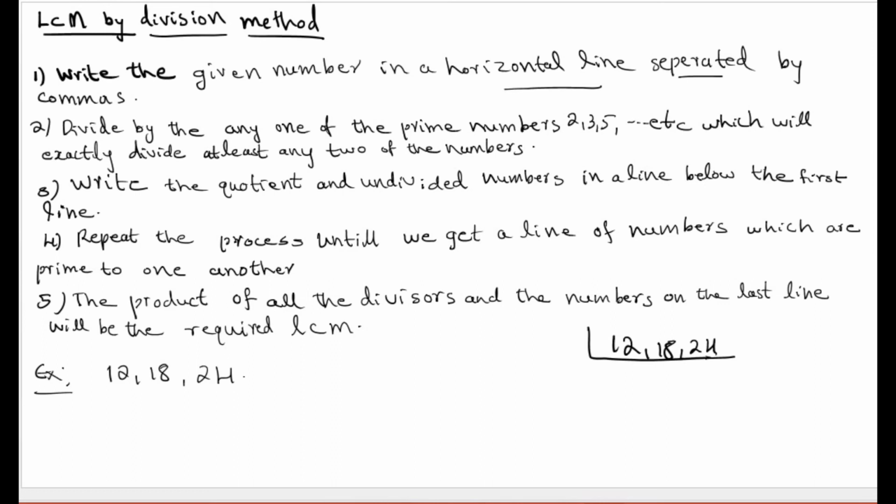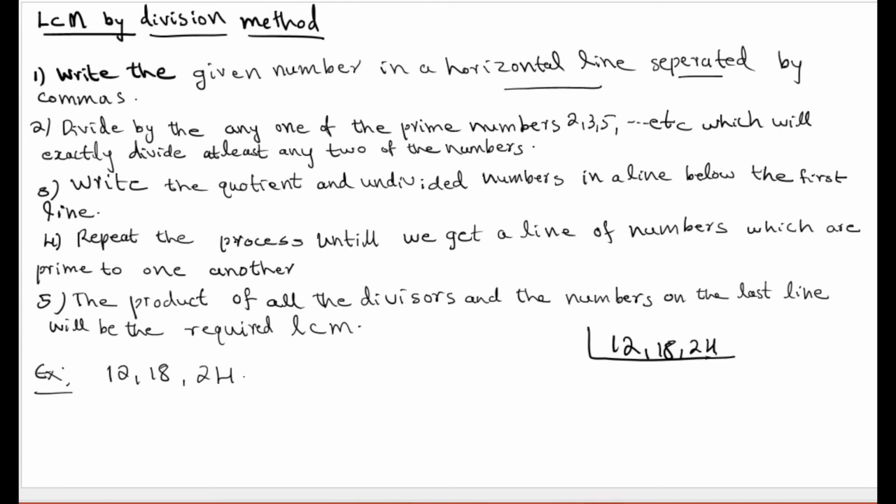Second step, see, divide by any one of the prime numbers. 3 numbers are given. You need to divide these 3 numbers by any one of the prime numbers. We know, right? Prime numbers means 2, 3, 5, 7, etc., which will exactly divide at least any 2 of the numbers.